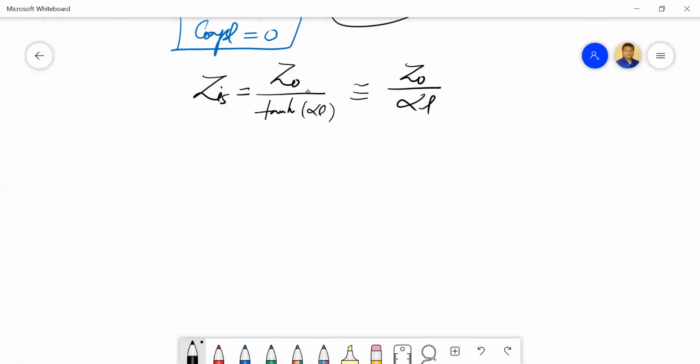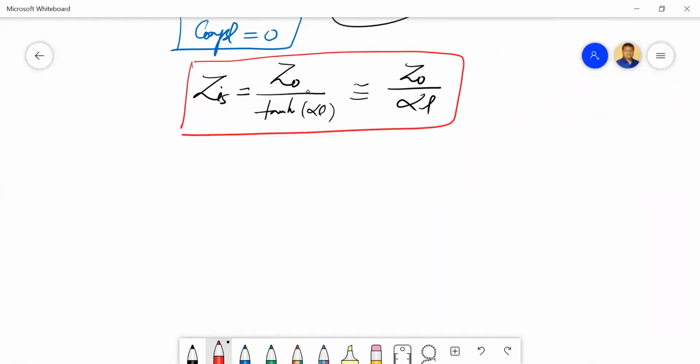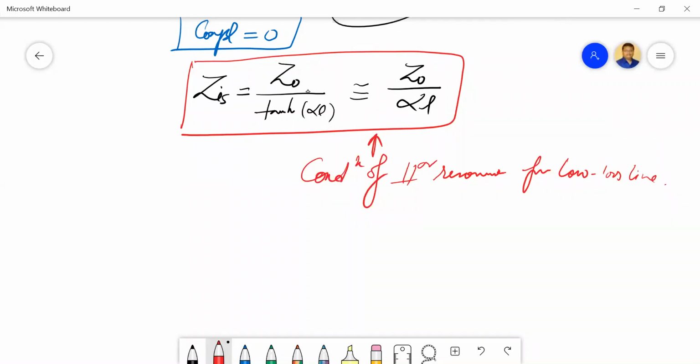Fine. Now what is this actually? This shows the parallel resonant condition for a low loss transmission line. So please note down, this is the condition for parallel resonance for a low loss line, correct?